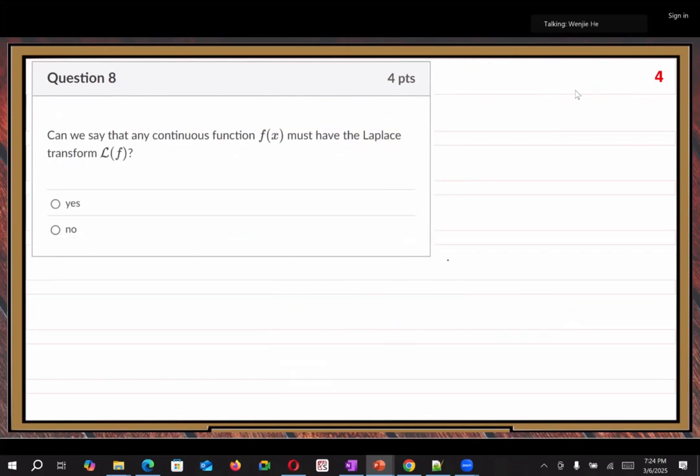All right. Question number 8. Can we say that any continuous function must have no, right? We have a condition, the condition I mentioned several times, that is the absolute value. Here we use variable x, m, e to the kx. Two constants, okay?